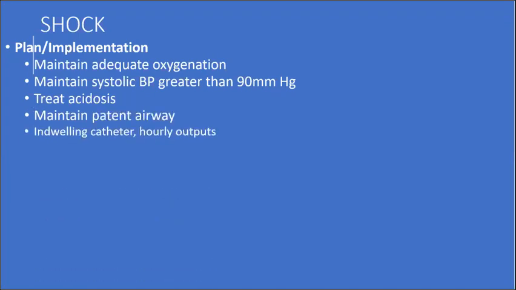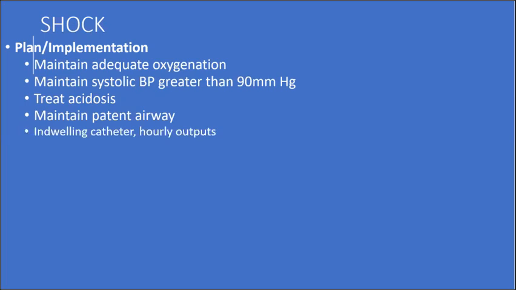We might need to put in an indwelling catheter. We want to check hourly outputs. Remember, if you have a urine output of less than 30 mils per hour, that's a serious cause for concern. So look out for the urine output. If we have a urine output of less than 30 mils per hour, it's a serious cause for concern.